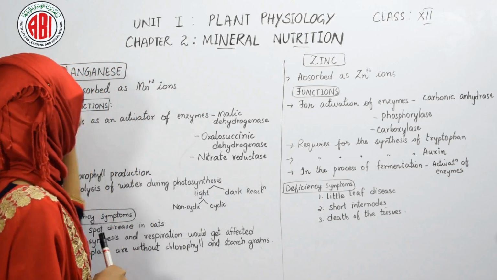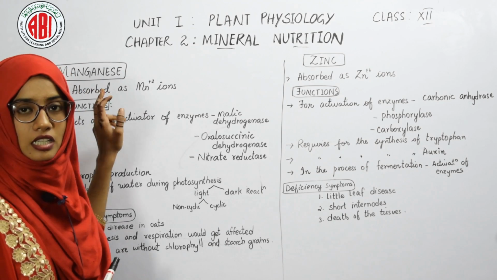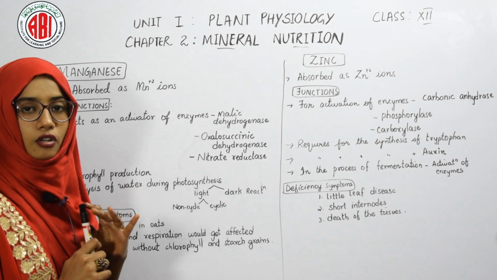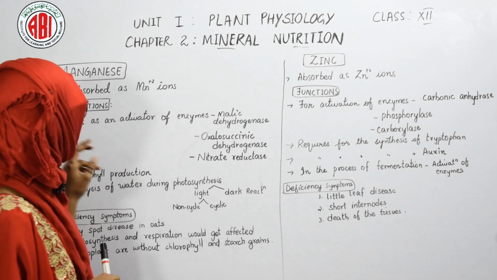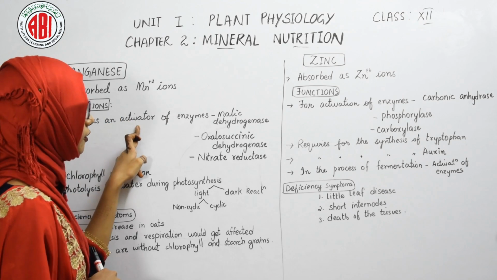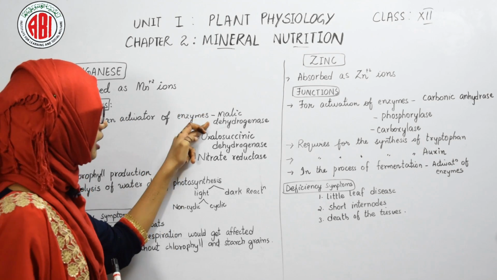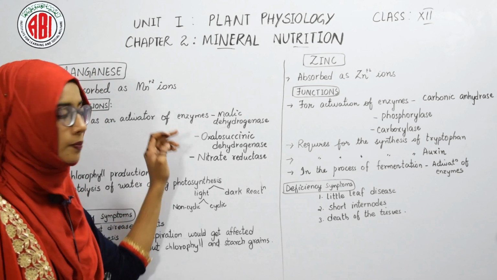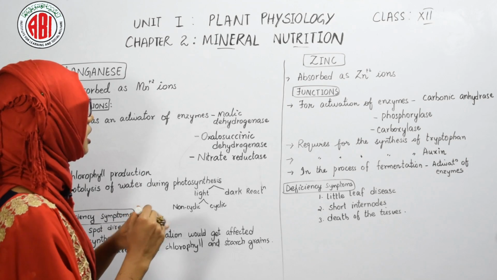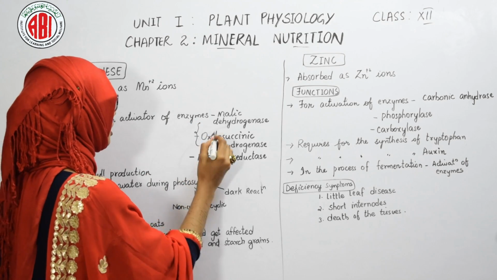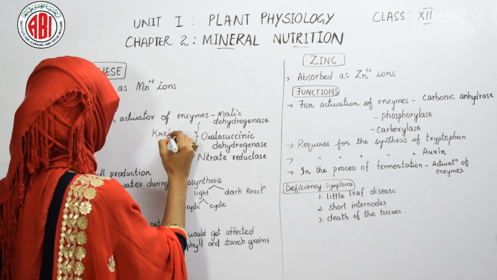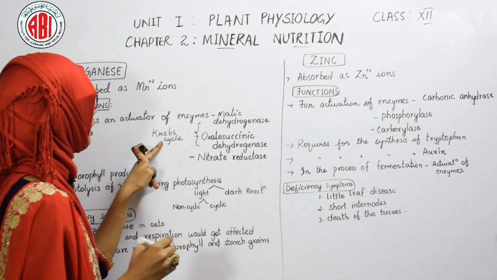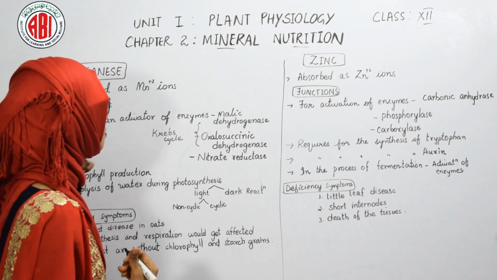Let us move to the next element, that is manganese. Manganese is absorbed from the soil as manganese ions, and among its roles, it acts as an activator of enzymes like malic dehydrogenase, oxalosuccinic dehydrogenase and nitrate reductase. Malic dehydrogenase and oxalosuccinic dehydrogenase are the enzymes responsible for carrying out certain steps in the Krebs cycle, and this Krebs cycle is a pathway by which respiration can take place.